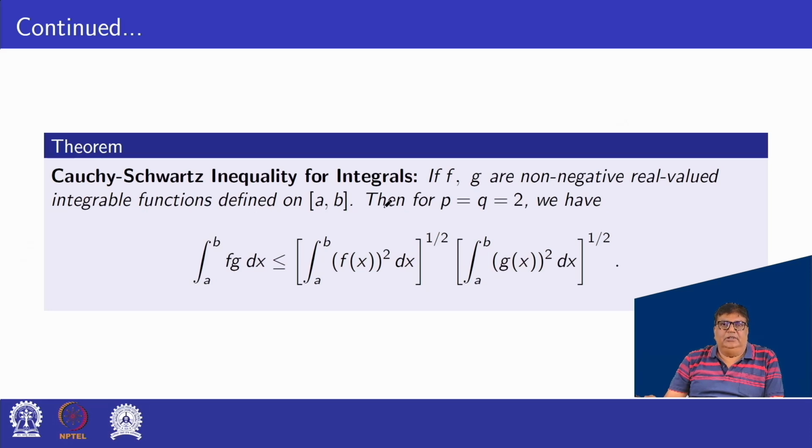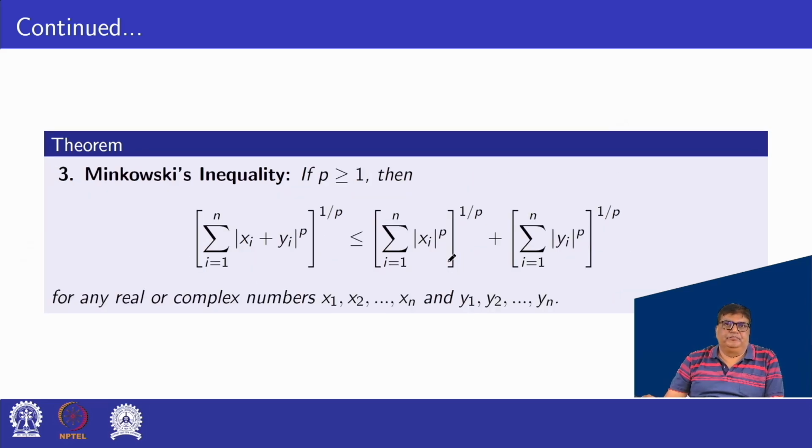Cauchy-Schwarz inequality for integrals: if f and g are non-negative real valued integrable functions defined in closed interval ab, then for p is equal to q is equal to 2, we have integral a to b, fx into gx dx, less or equal to integral a to b square of fx dx, whole power 1 by 2, into integral square of function gx from a to b, whole power 1 by 2. That is the Cauchy-Schwarz inequality.